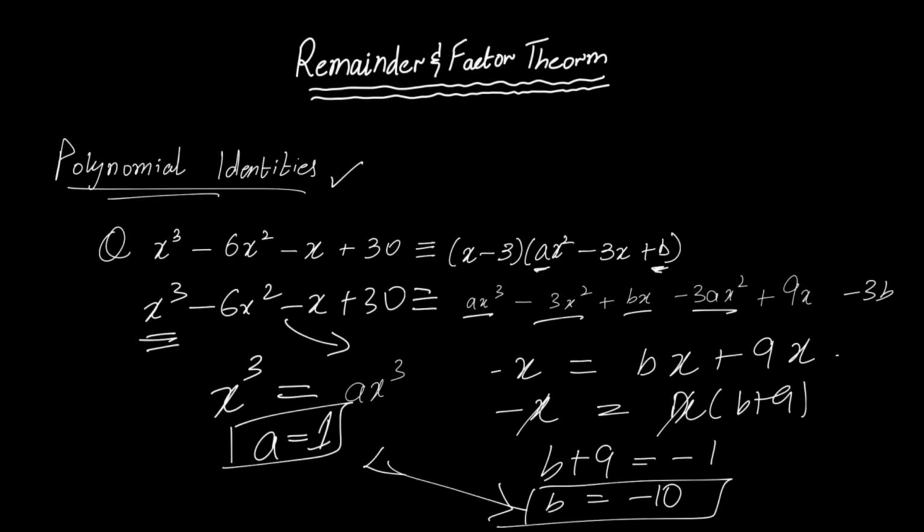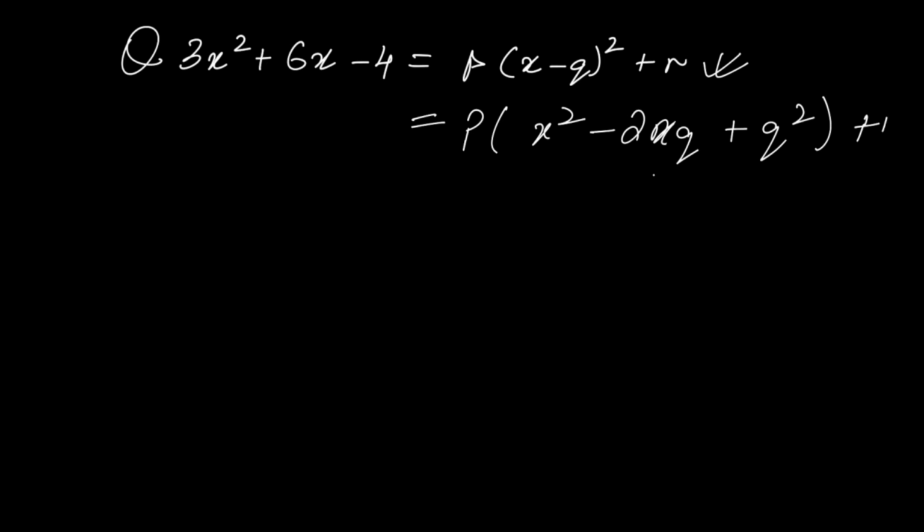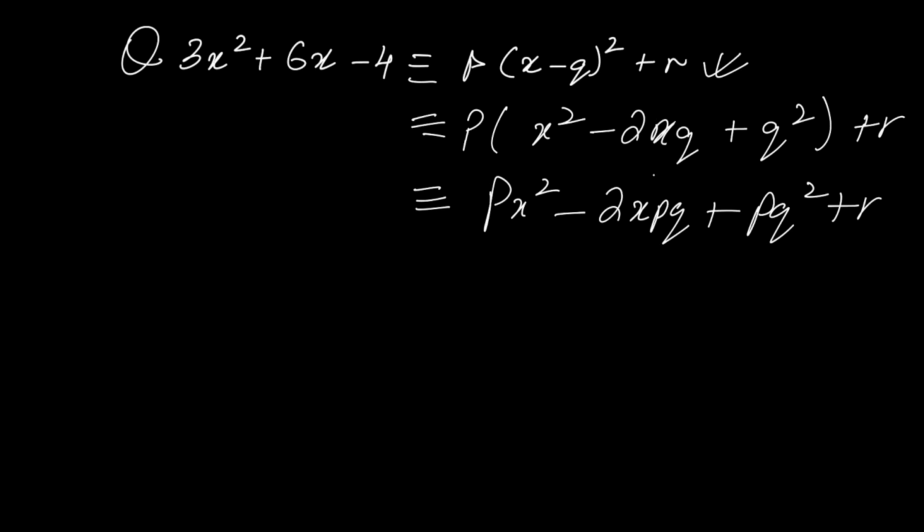Now let's do another question of this. You'll see a similar question a lot of times in the past papers. You'll first have to open this: x square minus 2xp plus q square plus r, which becomes px square minus 2xpq plus pq square plus r.